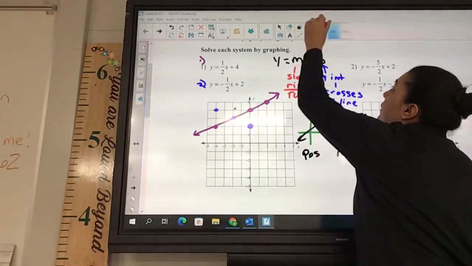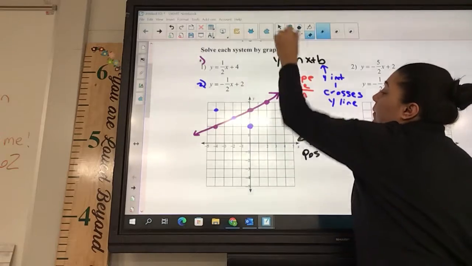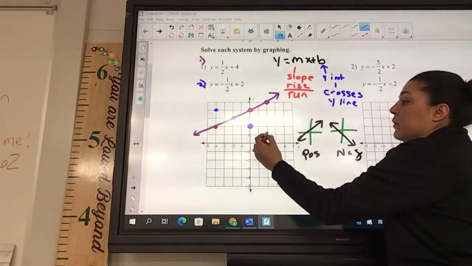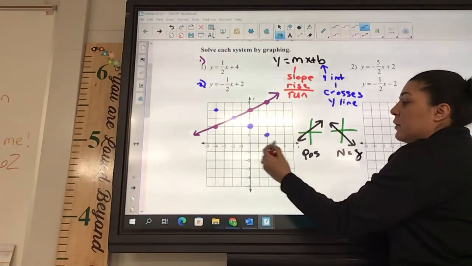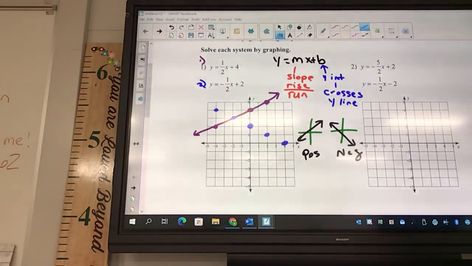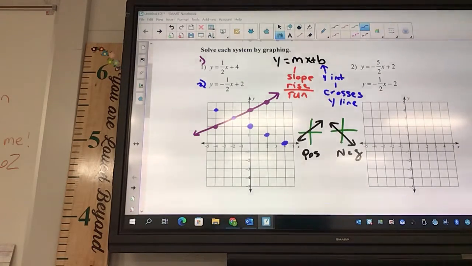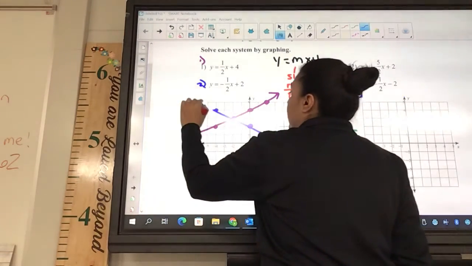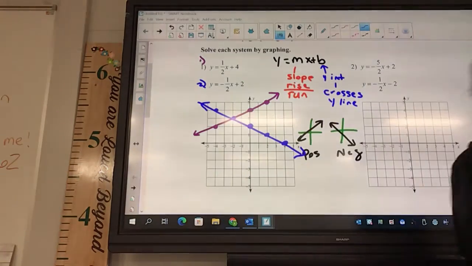I accidentally put an extra dot. Then the same thing: you're going to have to go down 1 over 2, down 1 over 2, until you've plotted every point. And then you can draw your line.